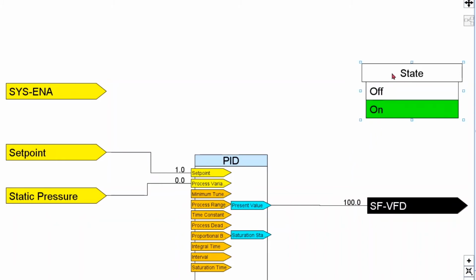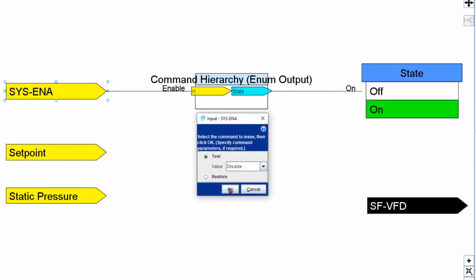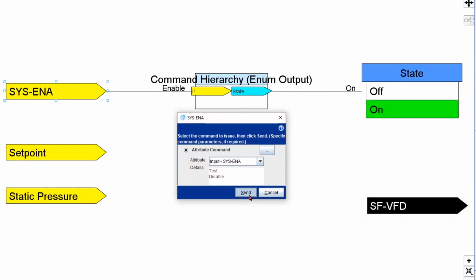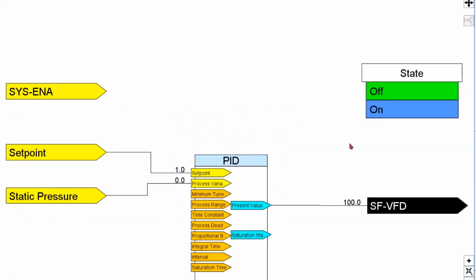So now let's go back to my system enable. Let's disable the PID, and I go to disable. Actually, I'm gonna bring this over. Disable. Oh, gotta move this again. Send a disable command, right away to off. So under my supply fan VFD, we want to go to 100, but the actual value is 0.